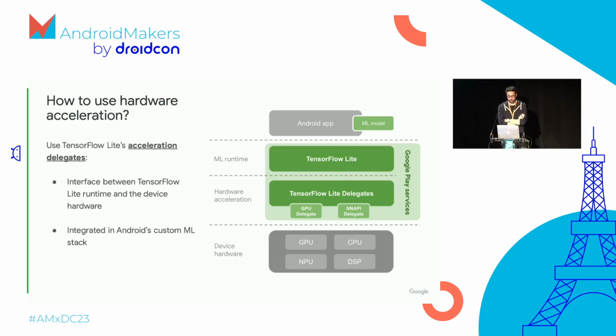And the way the interface between TF Lite and those things would be delegates. I'll explain on the slide after that what those delegates are. And the idea is that all of those are written together, and the team does all of those together, so they're compatible with one another.